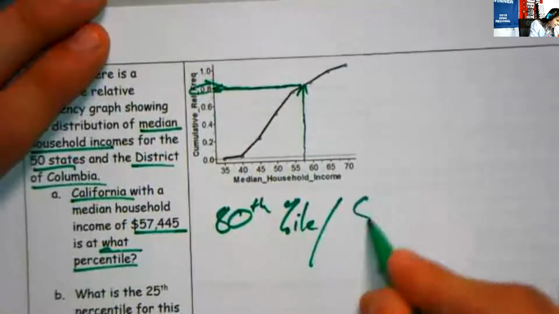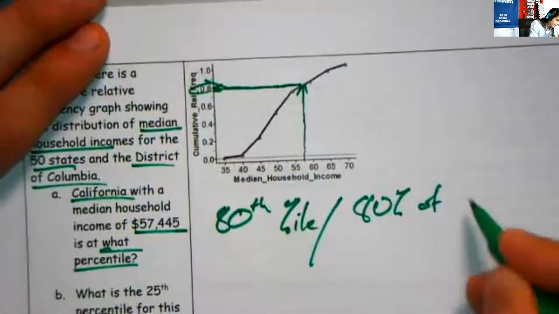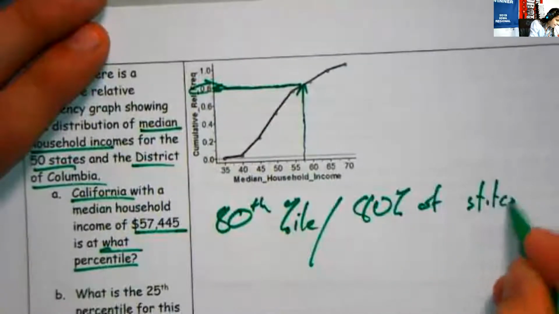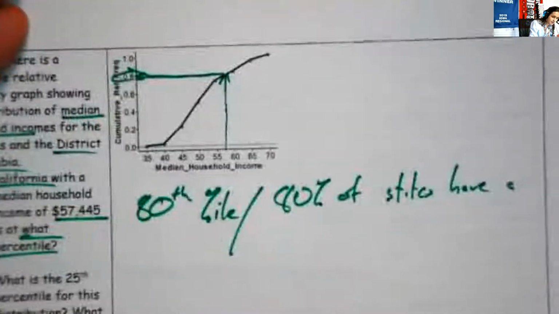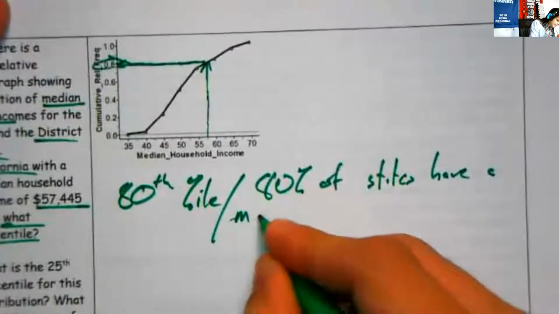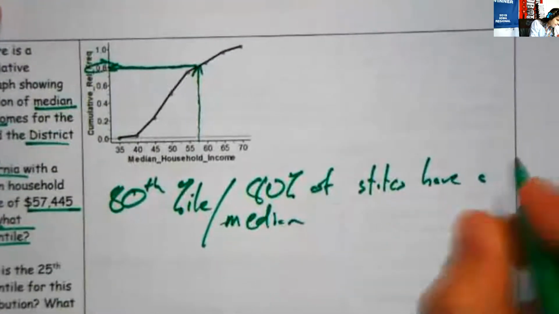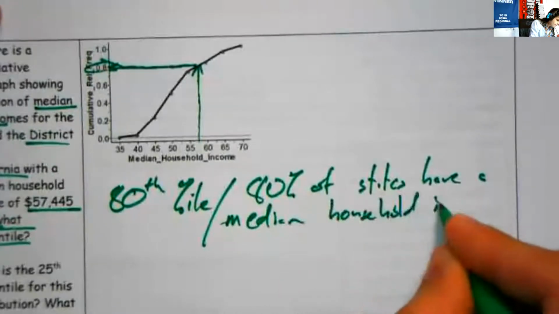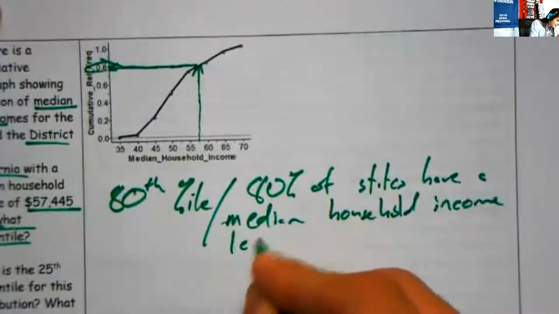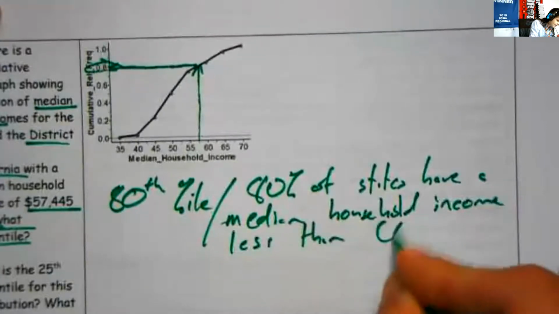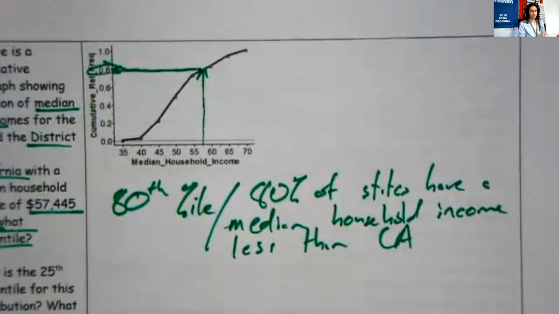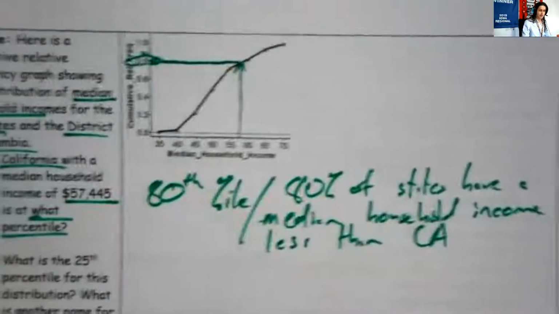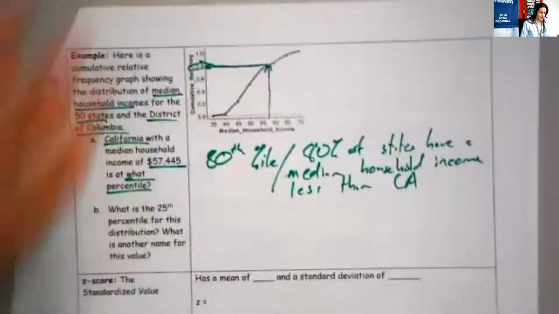That is 80% of states have a median household income less than California. Cool.